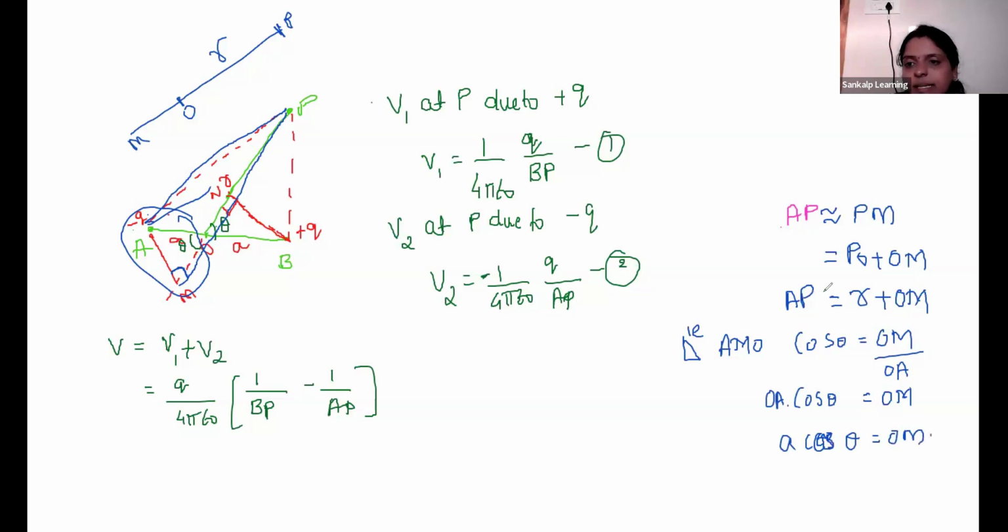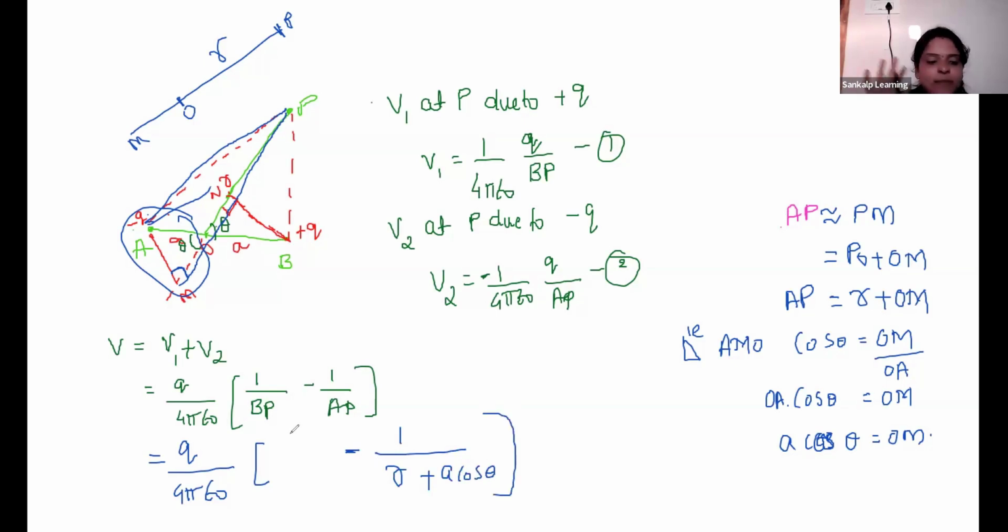Here we have AP is equal to R plus OM, so R plus A cos theta. I am writing it directly here, students. What is common here? Q upon 4 pi epsilon naught is common, inside the bracket. So we have found the AP value. AP is R plus OM, which is R plus A cos theta. I already told you, finding AP is enough; we are not asked to do BP.